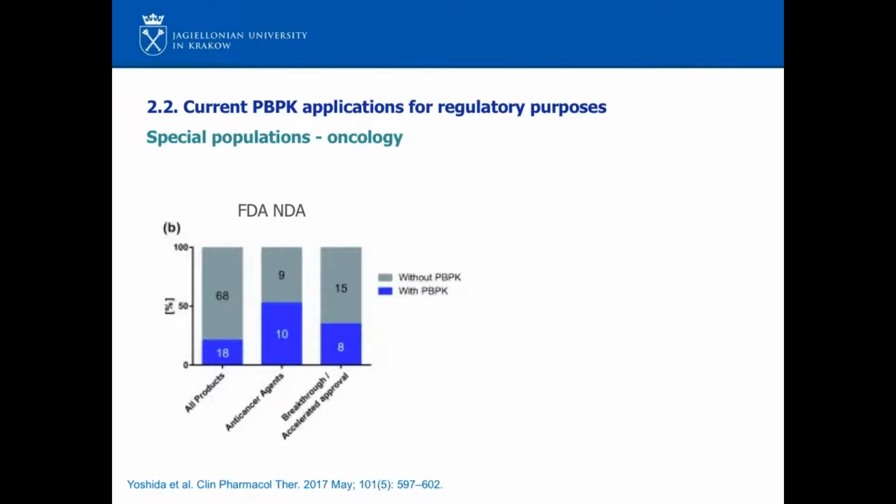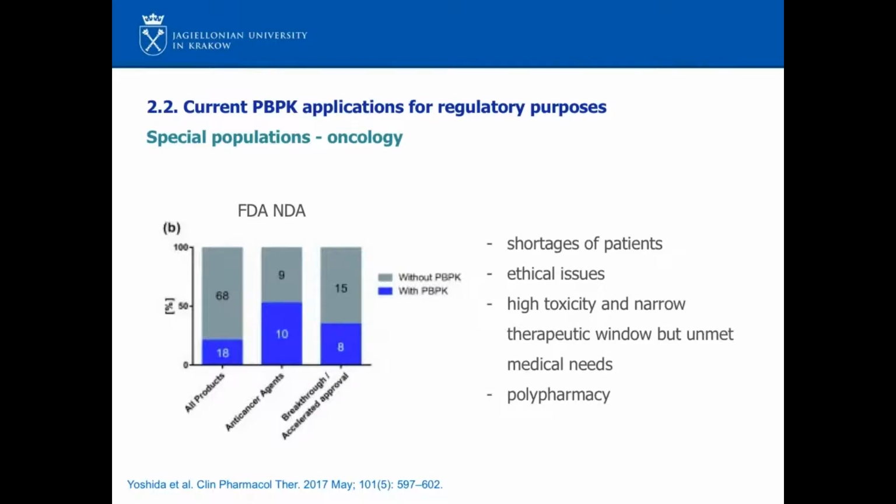If you look at the results of the survey done by Yoshida on the appearance of PBPK models in new drug applications at FDA, and you compare the proportion of labels of the drug with the PBPK in a label for all drug categories with the category of anti-cancer drugs, you may notice that there is a somewhat wider acceptance of the modeling in this special population. And there are several reasons that could explain that.